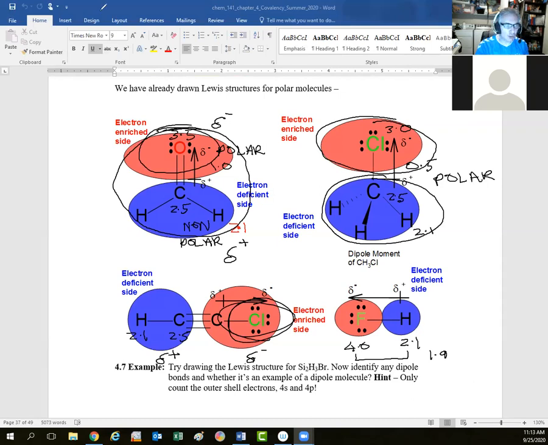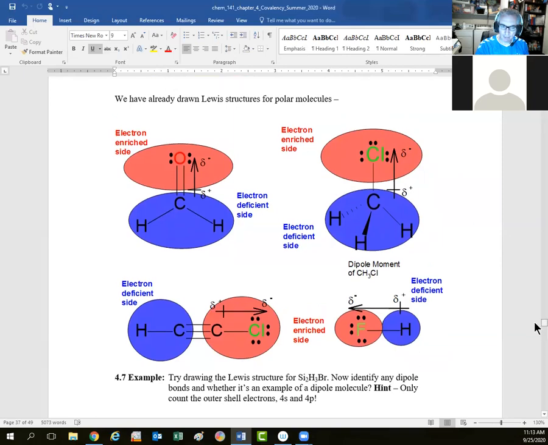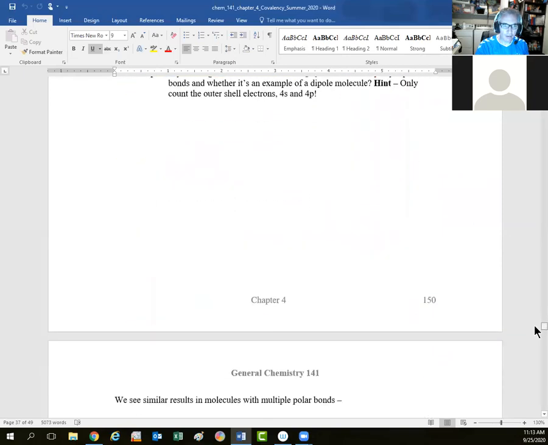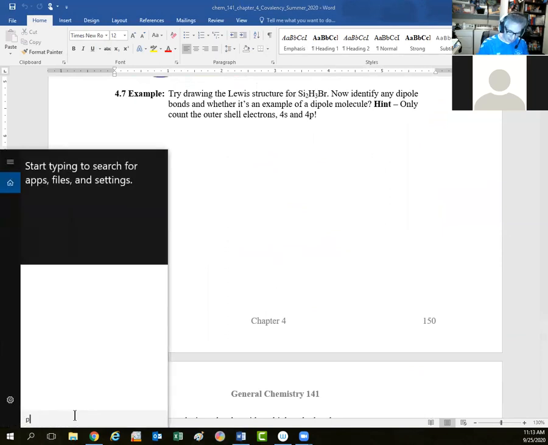Oh, of course, I put my drawing package up here. There we go. That's better. So if we look at an example here with the, let's see, Si2H3Br. Again, we can work out our electron count just by looking at the periodic table.